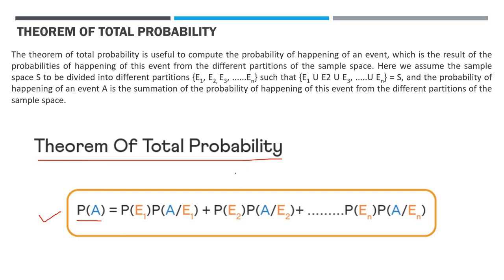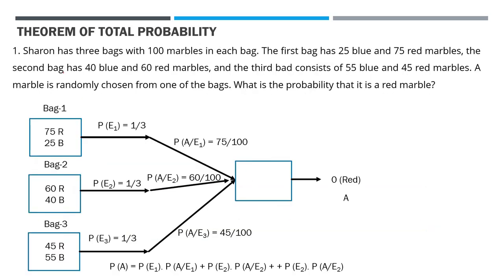We will understand the theorem of total probability by taking one example. Shreyan has 3 bags with 100 marbles each. Bag 1 contains 75 red and 25 blue. The second bag contains 60 red and 40 blue, and bag 3 contains 45 red balls and 55 blue balls. A marble is randomly chosen from one of the bags. What is the probability that it is a red marble?